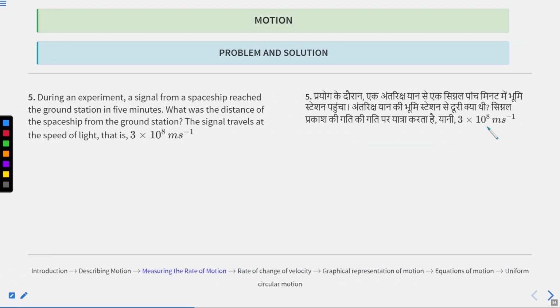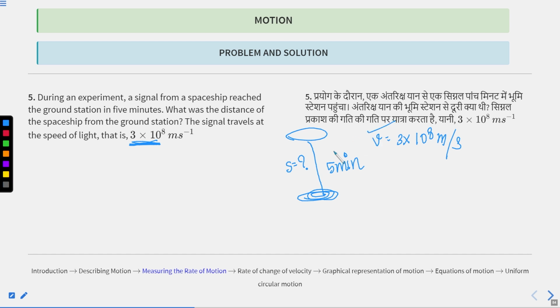Question number 5. During an experiment, a signal from a spaceship reached the ground station in 5 minutes. What was the distance of the spaceship? We have to calculate the distance. The speed of light is already given, 3 into 10 raised to the power 8 meter per second. So speed is given, time is given, you have to calculate the distance.